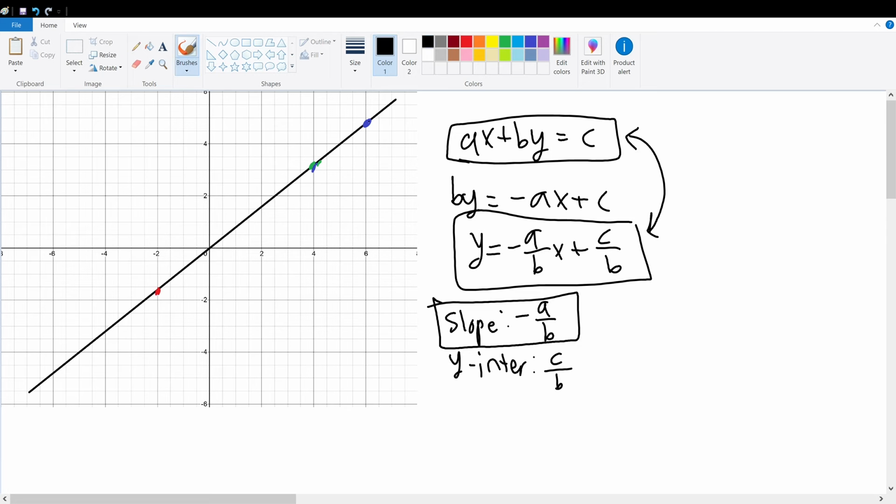And what do we know about these points? Well, we know that the average rate of change between any of these two points will have an average rate of change of negative a over b. Why is that? The reason for this is that for every point on a line, the rate of change is always a constant. And to figure out the rate of change is simply the slope.